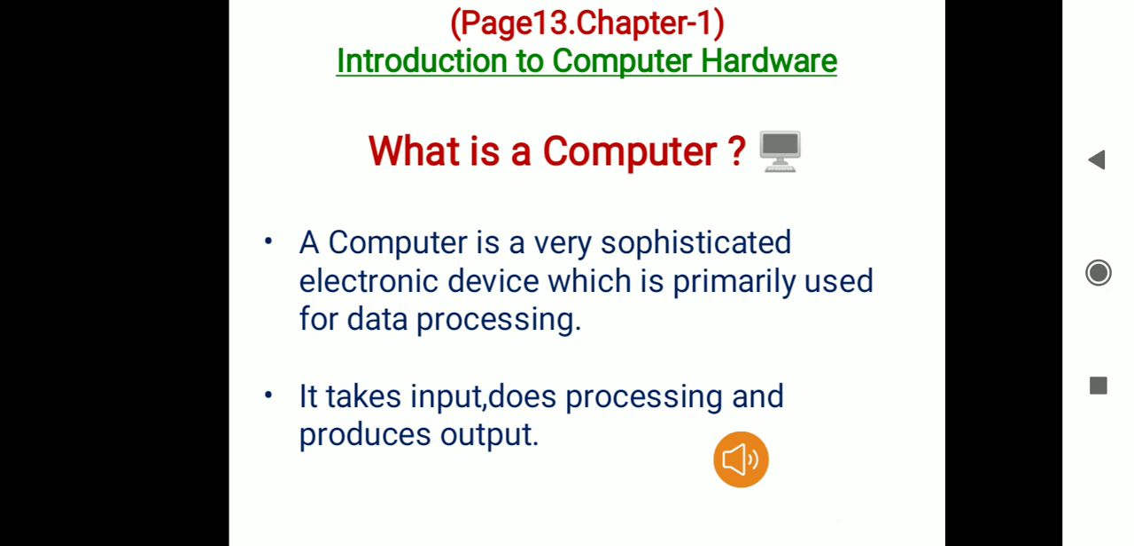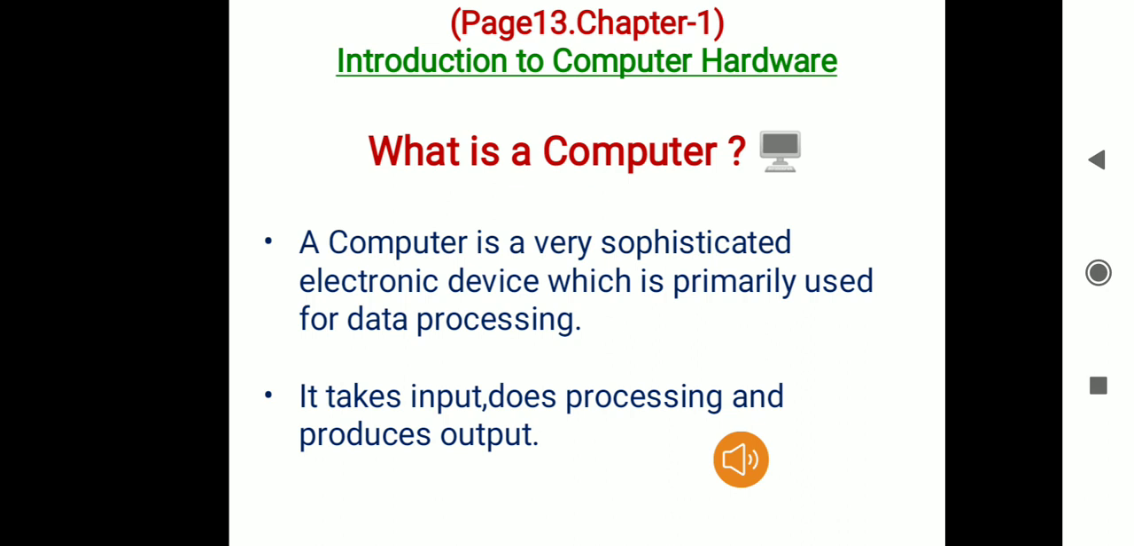A computer is a very sophisticated electronic device which is primarily used for data processing. Just like any other electronic devices like the radio and the television, the computer is also an electronic device, but it's a very sophisticated one. It takes input, does processing, and produces output.